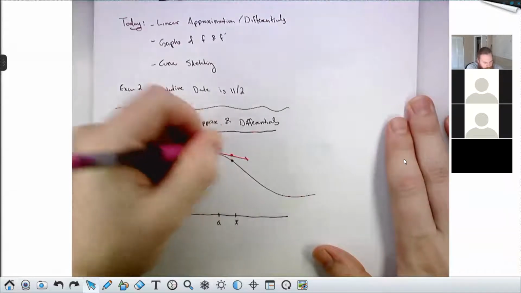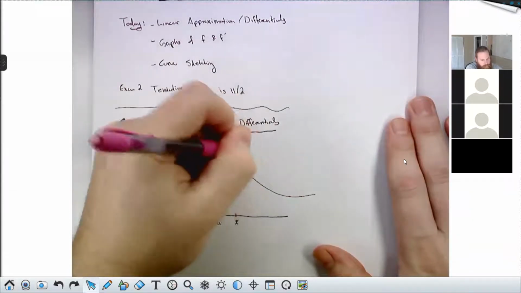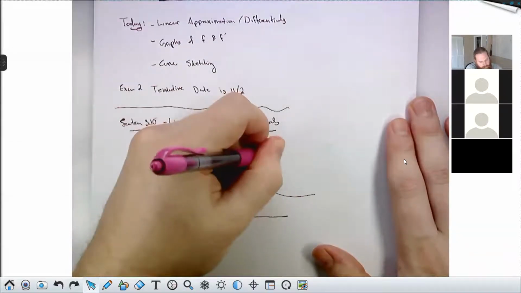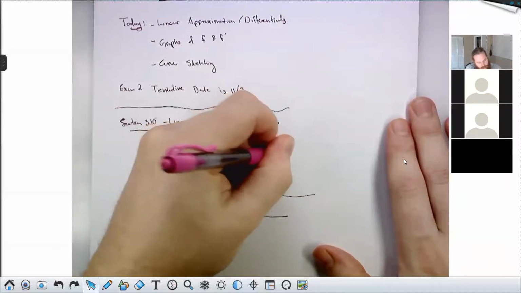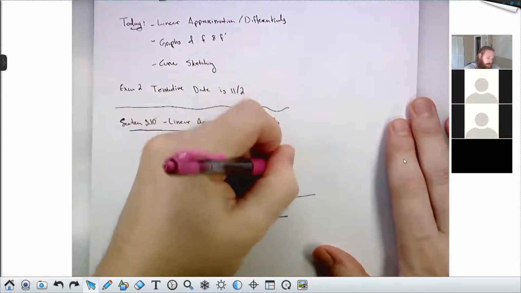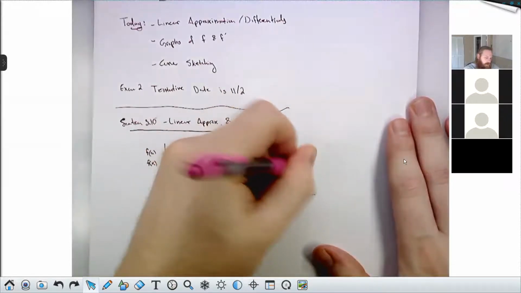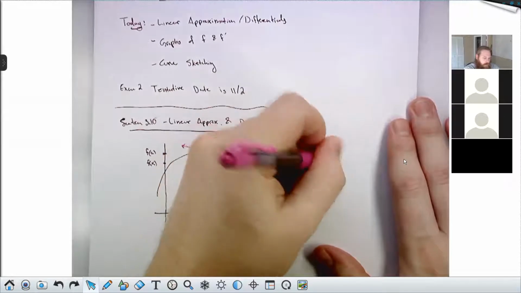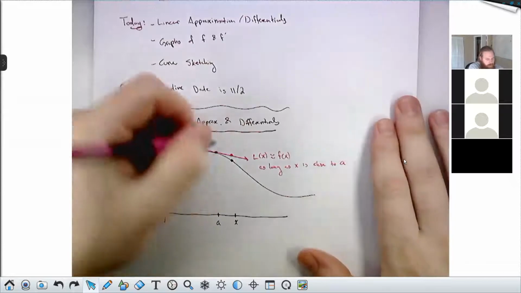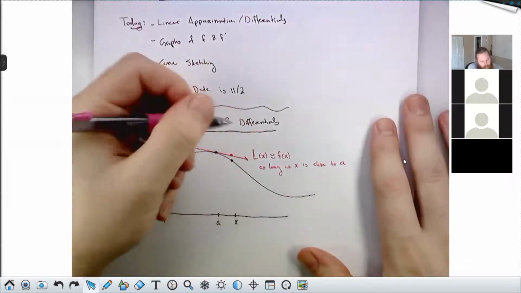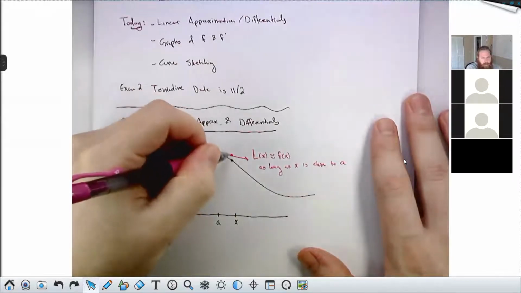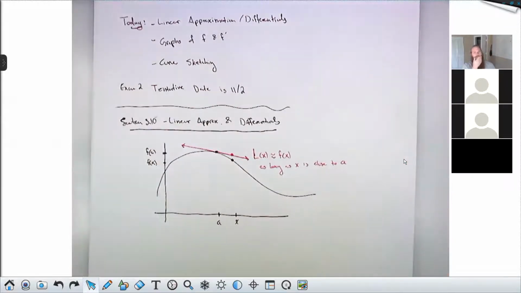So in other words, if this function here is the linearization, L of x is very, very close to f of x as long as x is close to a. And L of x, remember, is just the tangent line. So the error is this vertical gap between the pink dot and the dark dot.